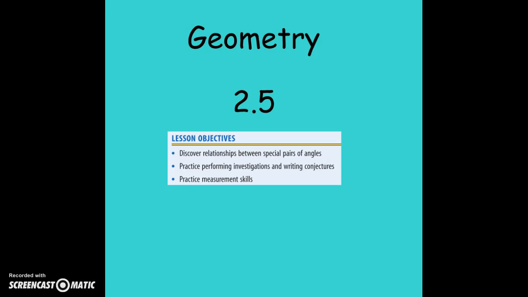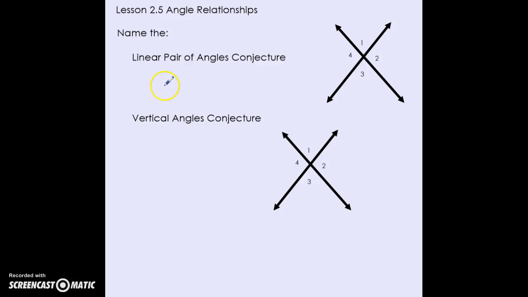This is Geometry Lesson 2.5. We're going to be talking about special relationships between pairs of angles, and we're going to be writing conjectures for those angles. So in this lesson, we're going to be talking about what's called a linear pair of angles.